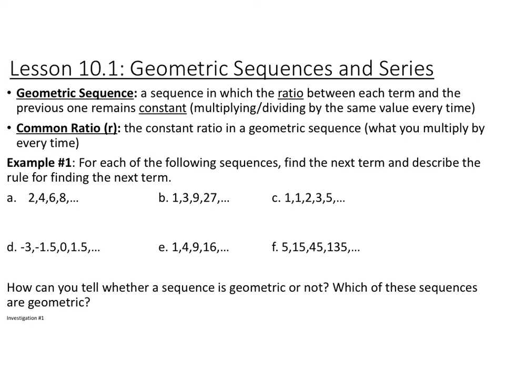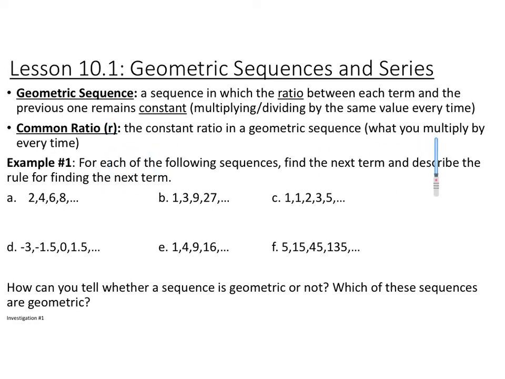and specifically we looked at arithmetic sequences, where the common pattern was a constant difference, or a common difference. You were adding the same value every single time. A geometric sequence is a sequence in which the ratio between each term and the previous one remains constant, which means you're multiplying or dividing by the same value every single time. And that value we call the common ratio, and use the letter r to represent it.